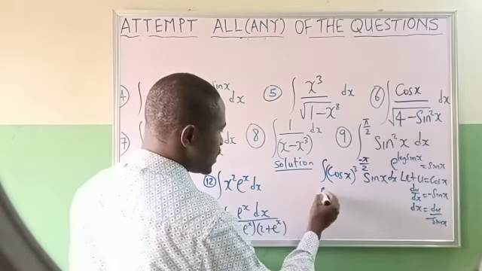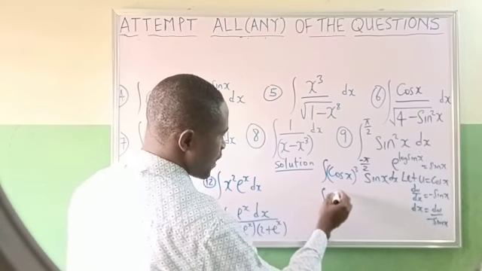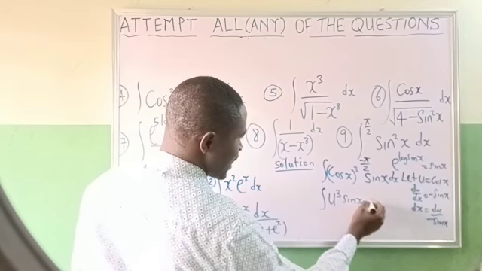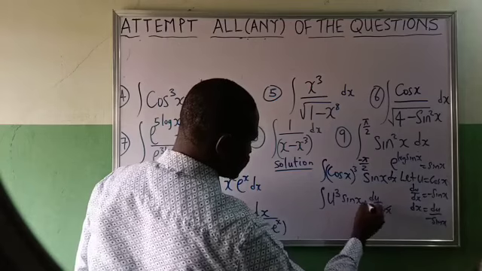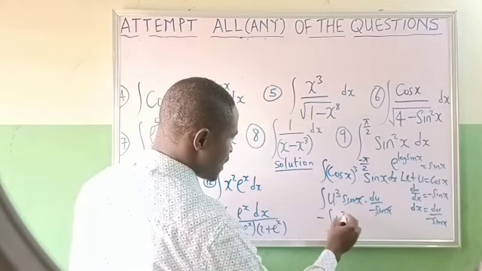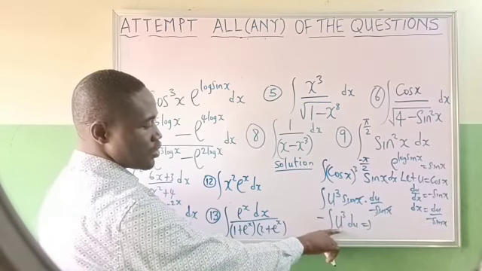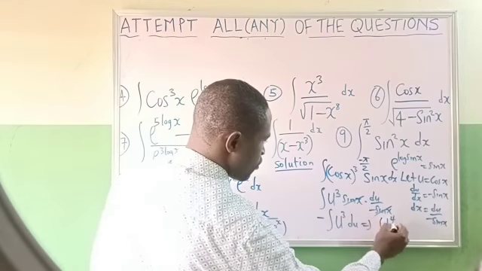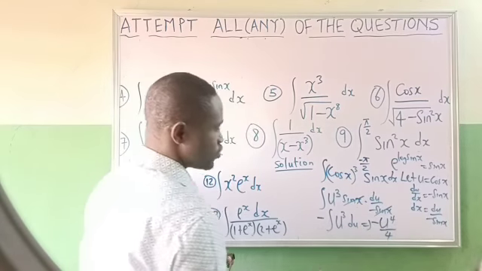We come here, we say this will give you integral u raised to the power of 3 sine x. What is our dx? du over minus sine x. This will cancel this, giving you minus integral u raised to the power of 3 du. Now, what is the answer to integration of u raised to the power of 3? Add 1 to 3, you have 4 all over 4. Now you attach your minus to it.